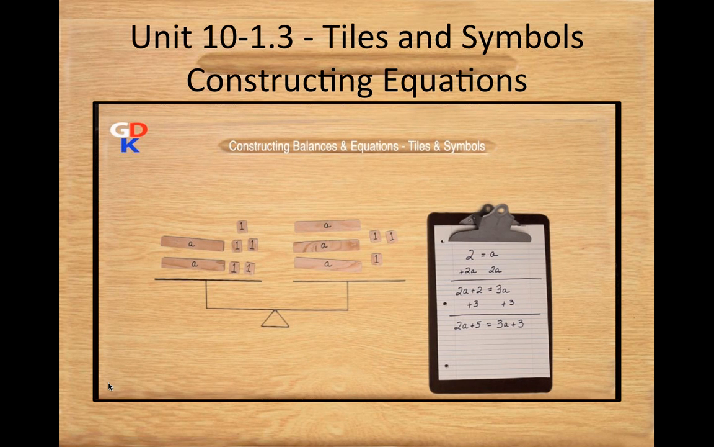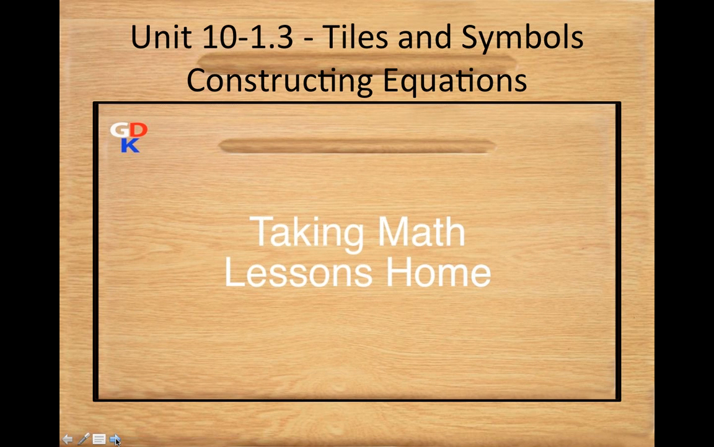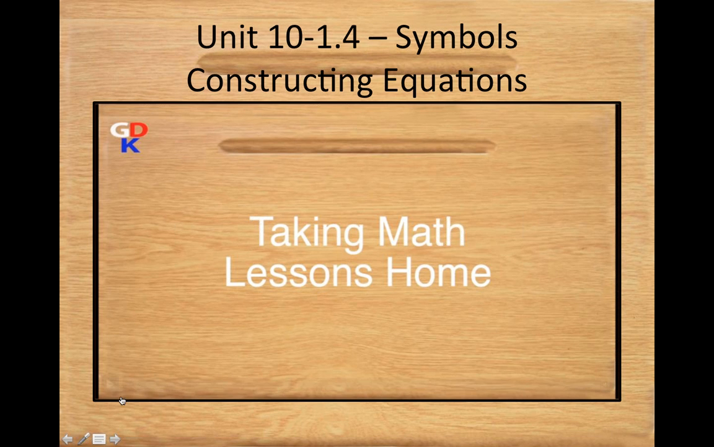So now from our balance, 2 equals A, we wrote the equation 2 equals A. And from all of that, we now have the balance 2A plus 5 balancing 3A plus 3, or the equation 2A plus 5 equals 3A plus 3. And finally, we go to the symbolic level. Again, what we're doing at the symbolic level is bringing to bear the language and the knowledge that the children have from working through the kinesthetic and the linking to the language. Now we do the symbolic.